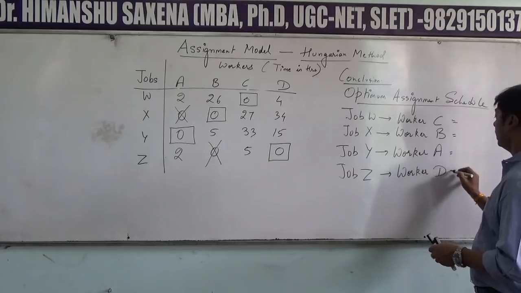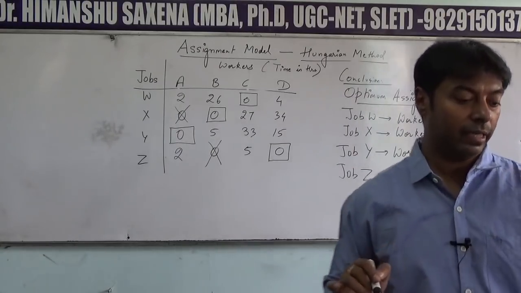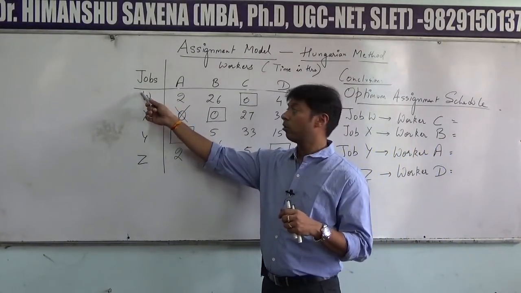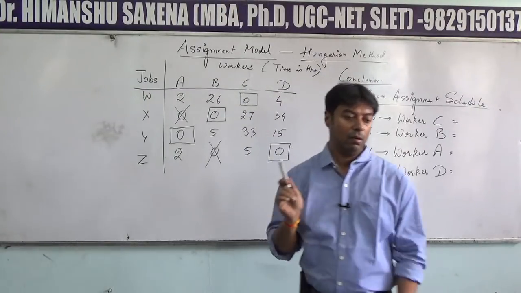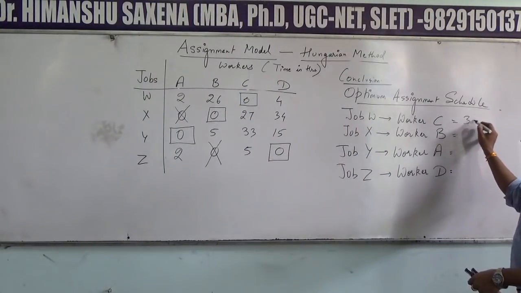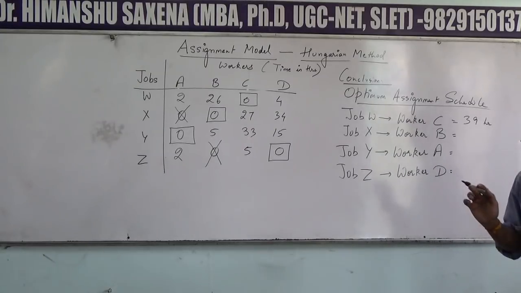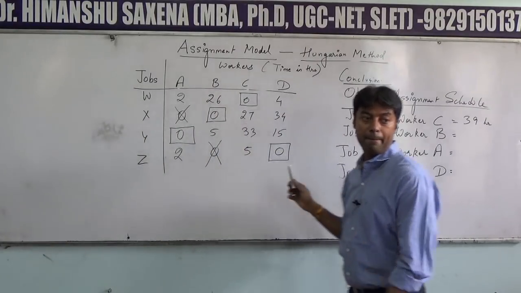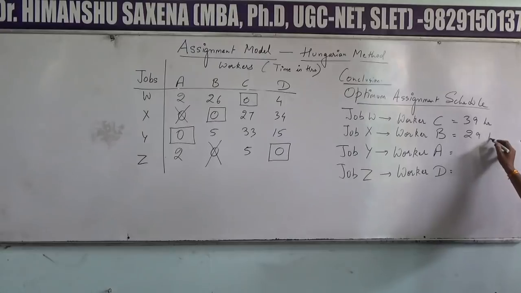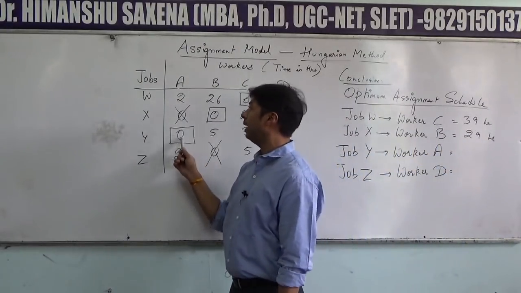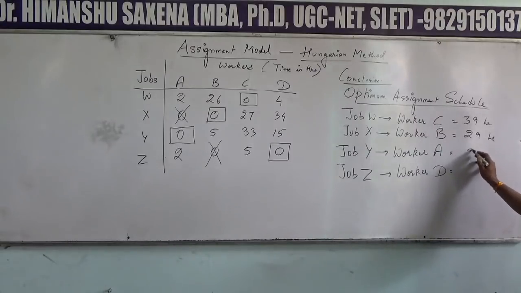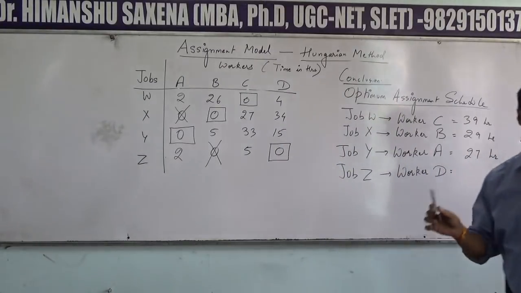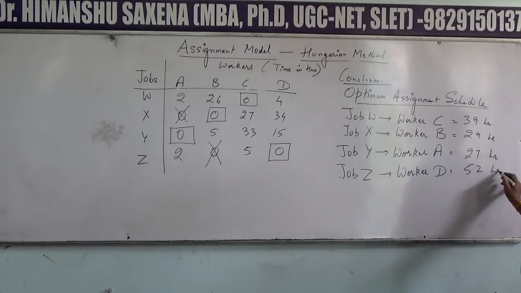Now just look at your initial table. Please look at your initial table and see what are the values existing in this particular row, W row and C column. 39. What is the value? That is 39, since the values were in hours, so you'll have to give the unit. Now look at row X, column B. 29 hours. Now just look at job Y and worker A. 27 hours. And finally, job Z and worker D. 52 hours.